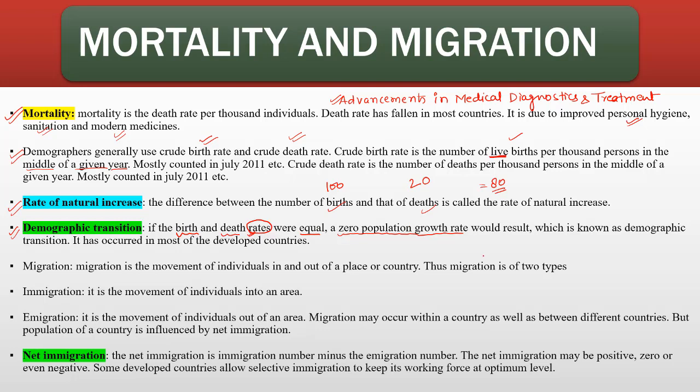Demographic transition means 100 births and around 98 deaths. So around the demographic transition of 2, it means almost equal to 0 growth rate. It has occurred in most of the developed countries.